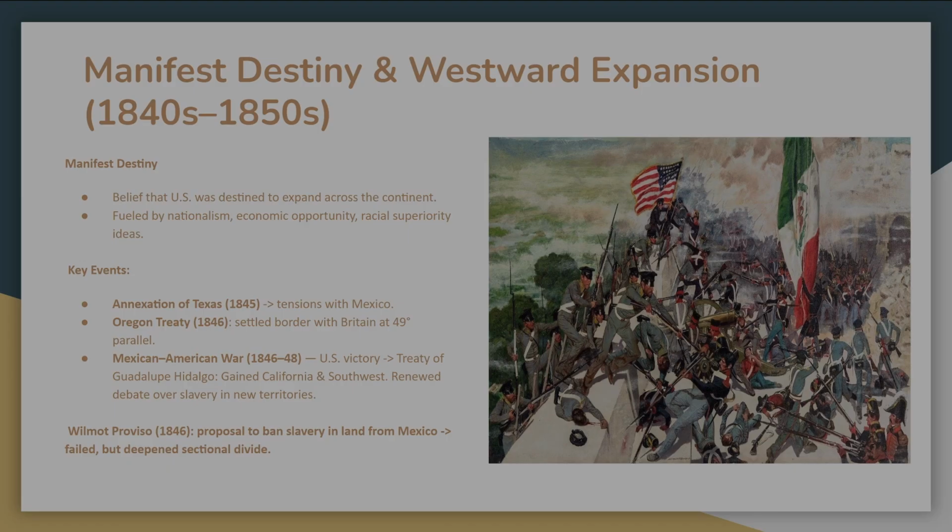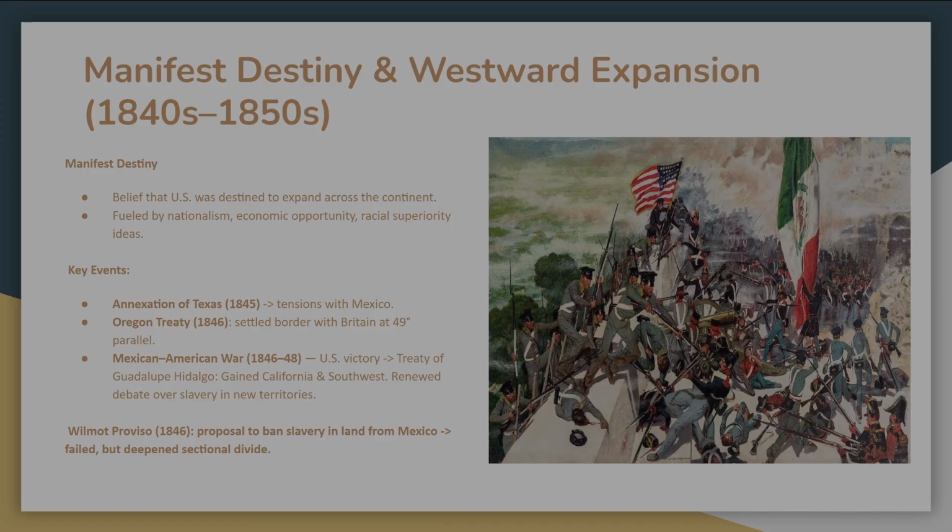So Manifest Destiny and Westward Expansion. Manifest Destiny was the belief that the US was destined to expand across the continent. It was fueled by nationalism, economic opportunity, and racial superiority ideas. Key events include the annexation of Texas, tensions with Mexico, the Oregon Treaty, which settled the border with Britain at the 49th parallel, and the Mexican-American War. The U.S. victory led to the Treaty of Guadalupe Hidalgo, gaining California and the Southwest, and it renewed the debate over slavery in the new territories.